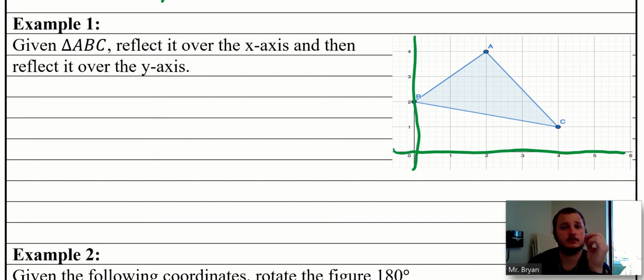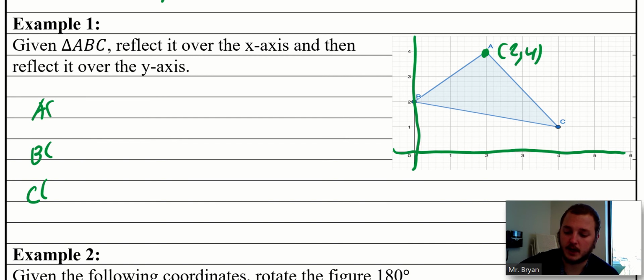Okay, so hopefully you have this written down, labeling the points A, B, and C here. Given triangle ABC, I want to reflect it over the x-axis, and then from that new image we get after we reflect over the x-axis, I want to reflect over the y-axis. So first, like we did last time, we need to write down our original coordinates and make sure we're being accurate with those. A is at the point 2, 4. B is at the point 0, 2. And then C is at the point 4, 1.